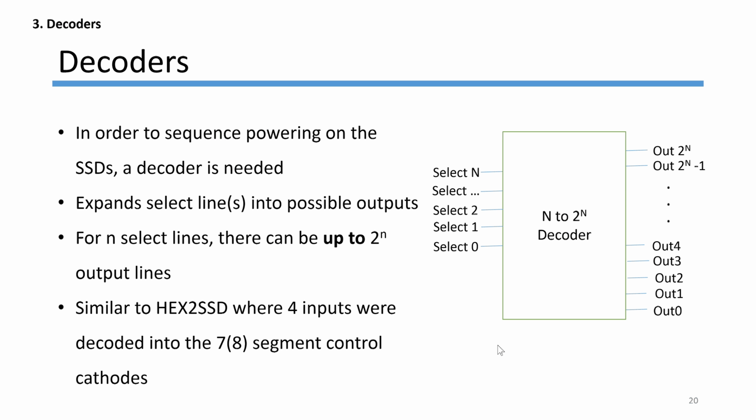Now, when we talked multiplexing, that was to do with the data sets that we feed into the 7-segment displays. Now we need to look at the sequencing to power on the SSDs. In order to sequence that power on, we need a decoder. A decoder expands select lines into possible outputs. So if you look at the image on the right, you can see that given n select lines, you can have up to 2 to the power of n outputs.